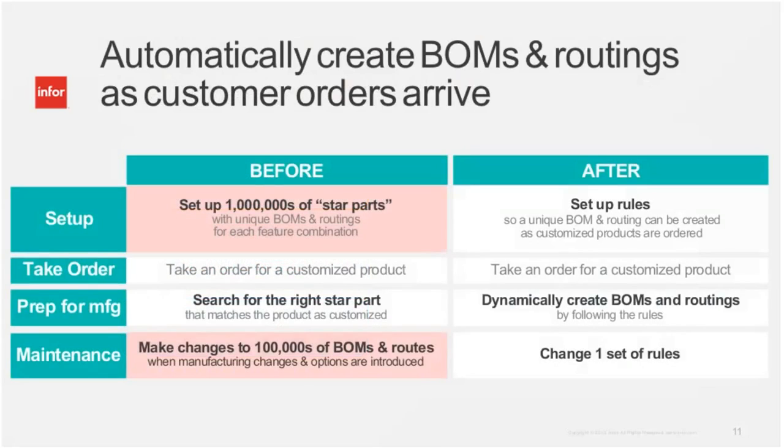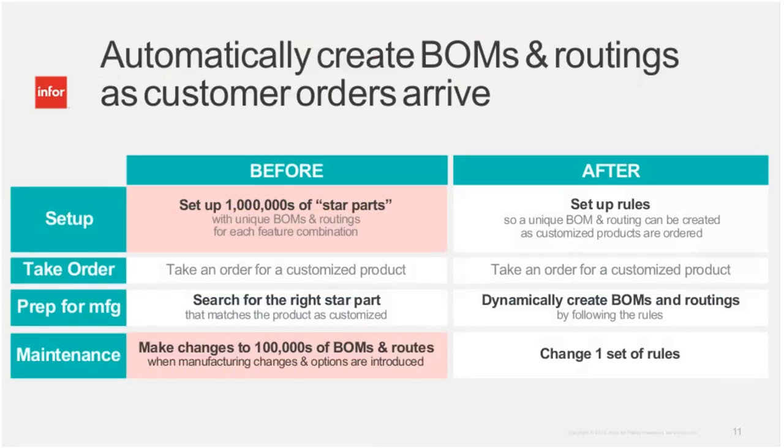The first project focuses on fundamentally changing how bills of materials and routings, or manufacturing instructions, are created for configured products. To be clear, what we mean by configured products is those products with unique specifications or features and options or customizations that actually alter the manufacturing process.